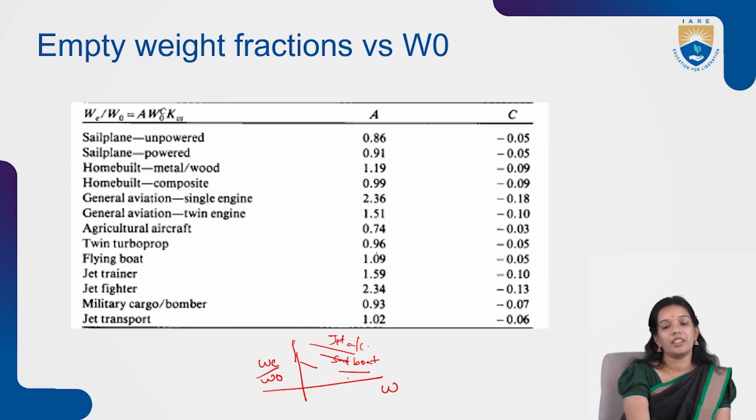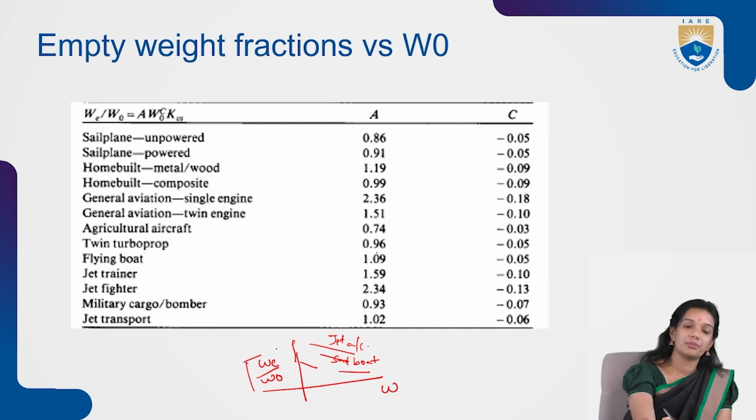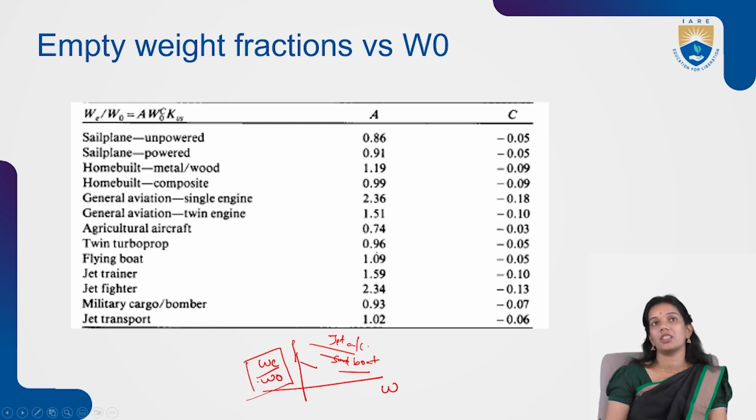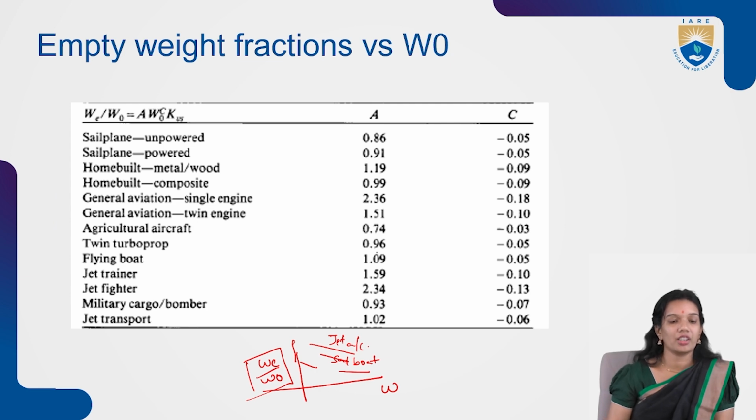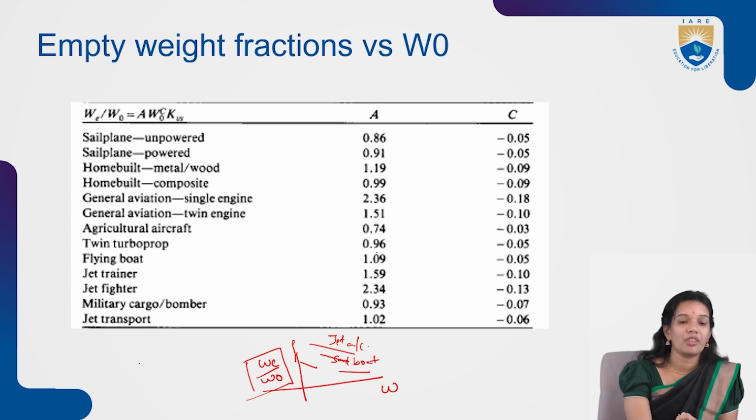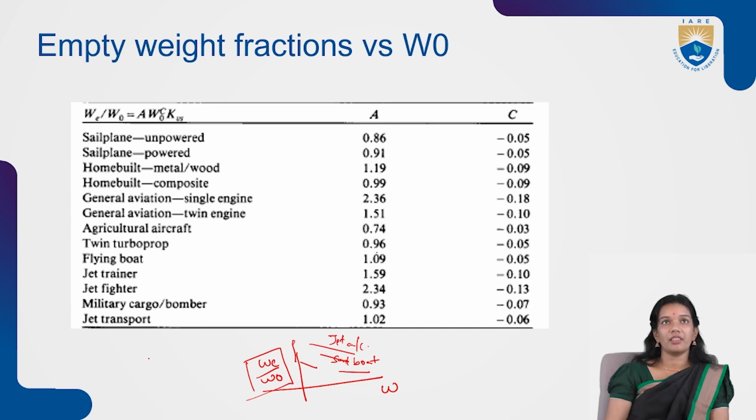So for a different type of aircraft, I already have data of how much my WE by W naught is, based on the historical trends. The table is given to you. WE by W naught is A into W naught power C into K of Vs, where A and C are constants. The table shows you the constant numbers for different types of aircraft.